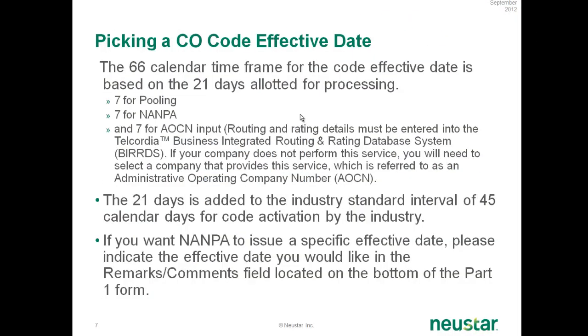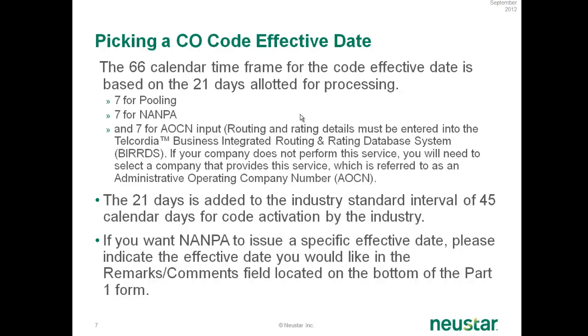Picking a CO code effective date, the 66 calendar day time frame for the code effective date is based on the 21 days allotted for processing. 7 are for pooling, 7 are for NANPA, and 7 are for AOC input. This is the routing and rating details that must be entered into the Telcordia Business Integrated Routing and Rating Database System, BIRRDS. If your company does not perform this service, you'll need to select a company that provides this service, which is referred to as an AOCN, an Administrative Operating Company Number. The 21 days is added to the industry interval of 45 calendar days for code activation by the industry.